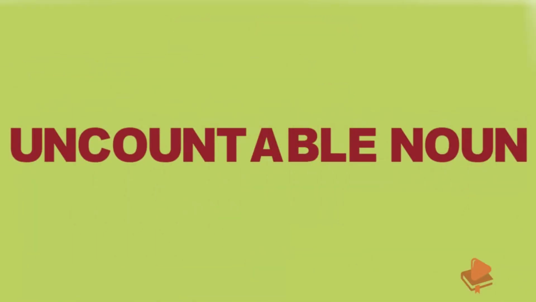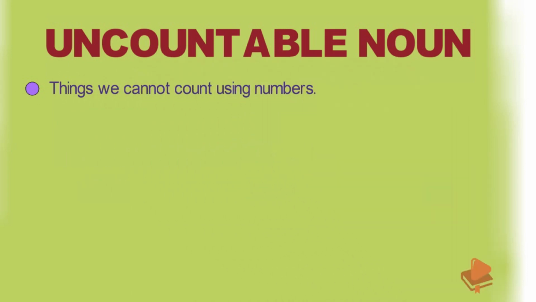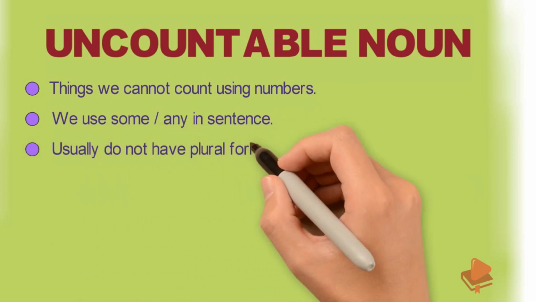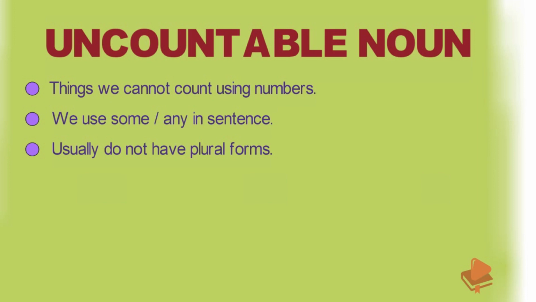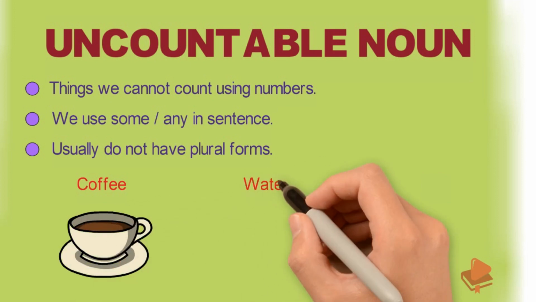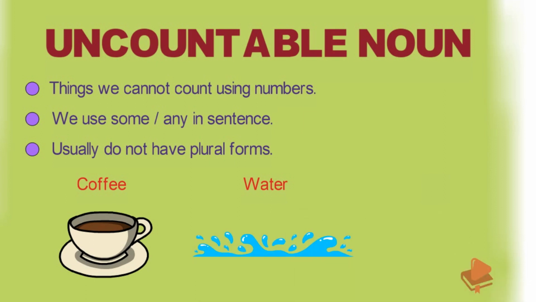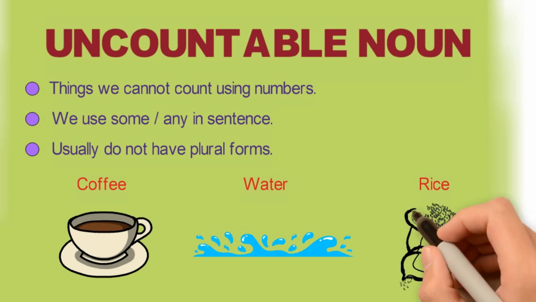The next one is uncountable noun. Things we cannot count using numbers. We use some or any in the sentence while using uncountable nouns, and usually we do not have the plural forms. For example, coffee, we cannot count. The next example, water, that is again uncountable. The next example here is rice. So these examples state things in uncountable form.